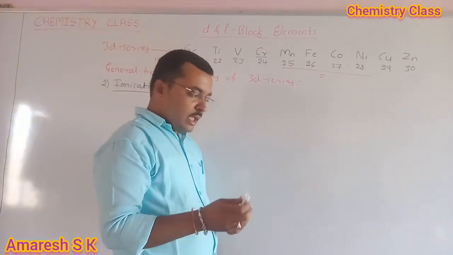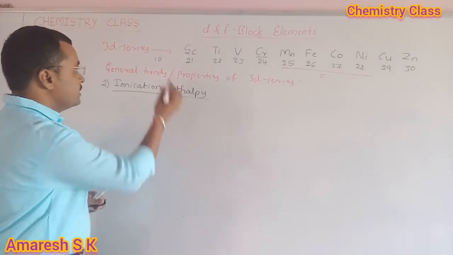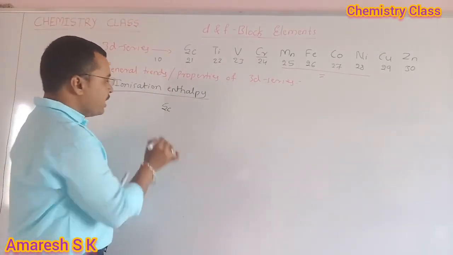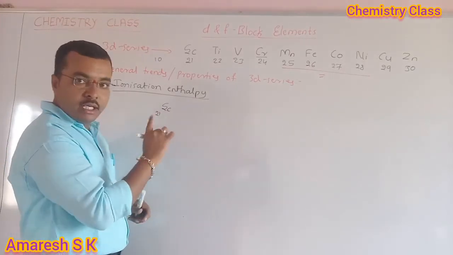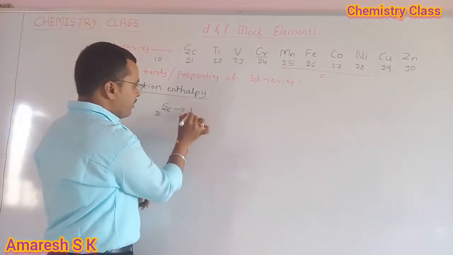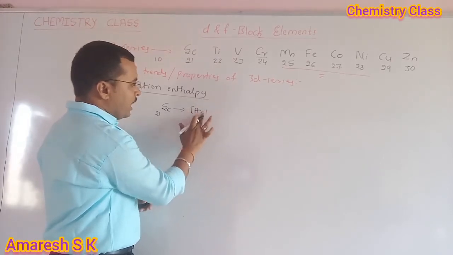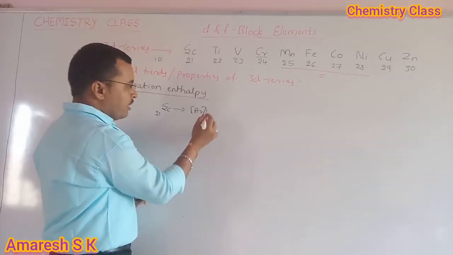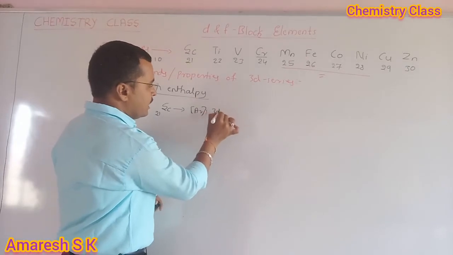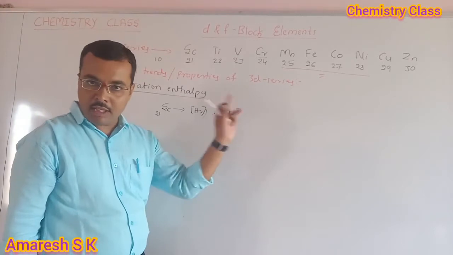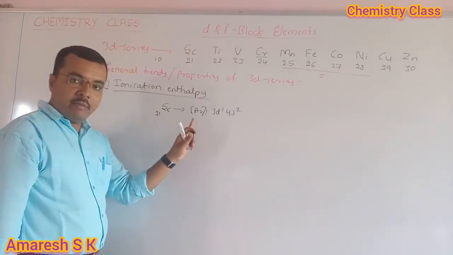Already you know about ionization. Ionization means, consider this is a scandium atom, atomic number 21. It has the electronic configuration [Ar], up to argon, which is a completely filled electronic configuration, then 3d1 4s2. This is the electronic configuration for the scandium atom.